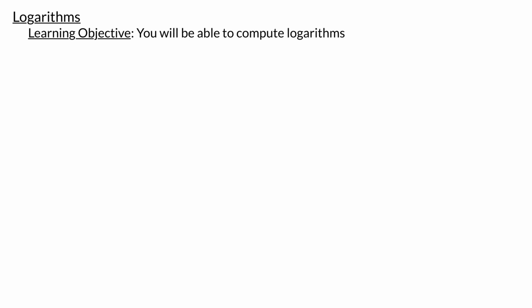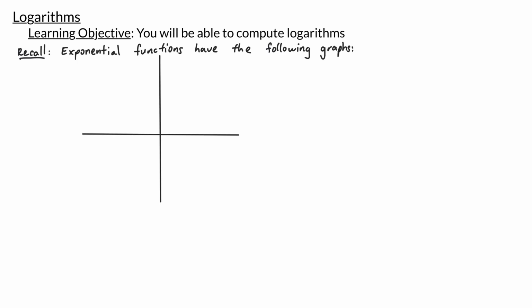In this video, we're going to learn about logarithms. Now, just as a reminder, when we learned about exponential functions, we saw that they had graphs that look like this. One thing to note is that exponential functions are one-to-one functions. This is because they pass the horizontal line test.